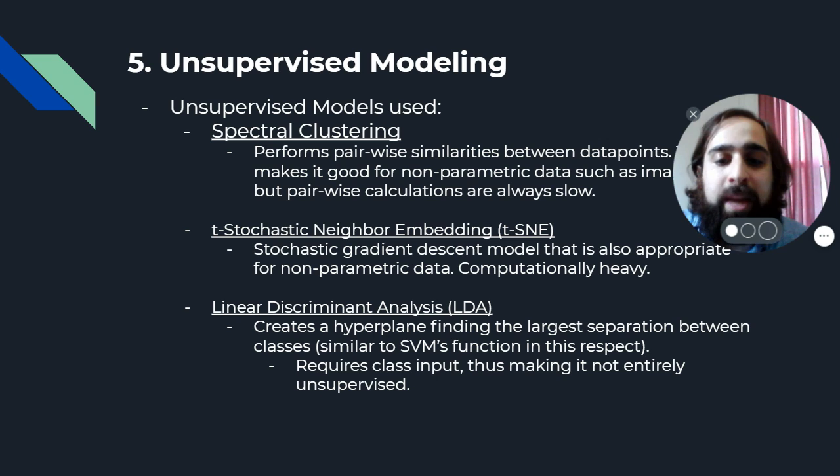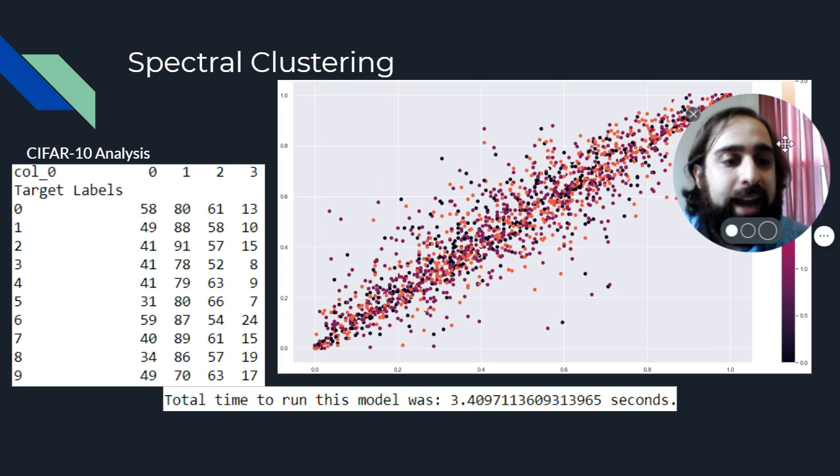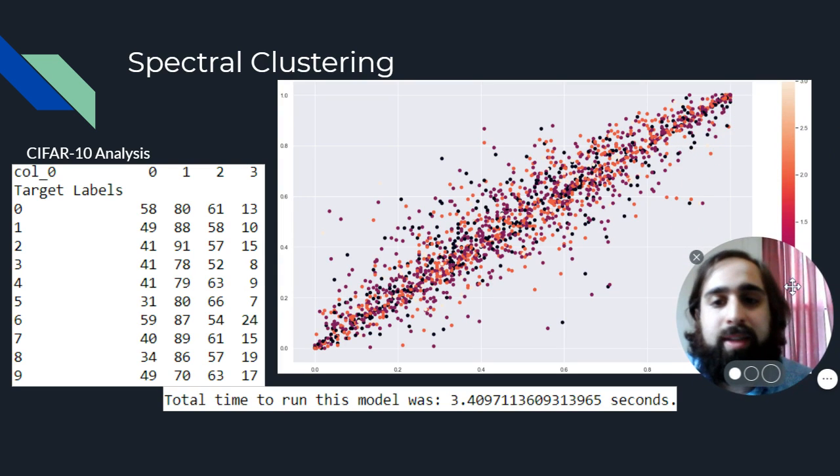I would say the main difference between LDA and SVM is that although they both end up with the same calculation, trying to maximize the distance between classes, LDA performs a pairwise analysis, much like spectral clustering. SVM doesn't do that. One thing I will mention is that pairwise analyses are always computationally heavy, so that was just one thing that I had to work with.